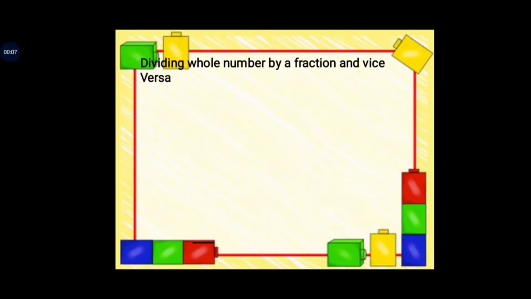Let us have dividing whole number by a fraction and vice versa. Let us have an example. 8 divided by 2/3. So let us have an equal sign, then a fraction sign.